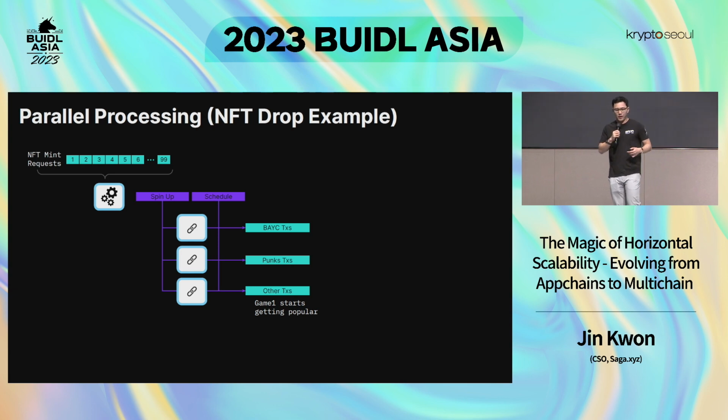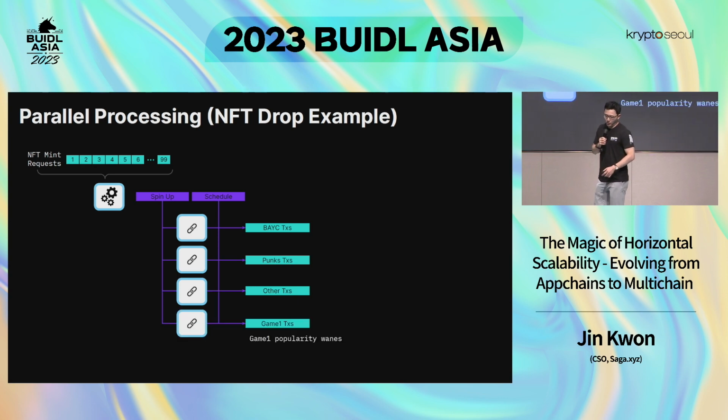Let's say one day suddenly there's a game, we'll just call it Game 1, and Game 1 starts getting really, really popular and starts causing congestion in the other transaction bucket. Then you can dynamically say, I'm going to spin up a new chain that services Game 1, which is really fantastic. And the nice thing with this property of horizontal scaling is that it doesn't have to be just one chain.